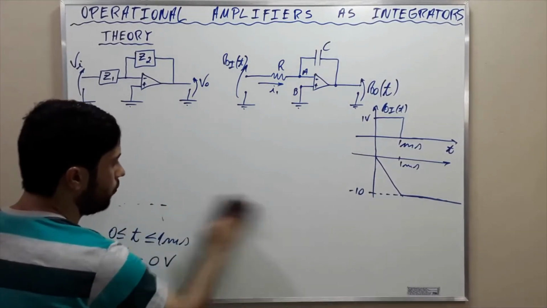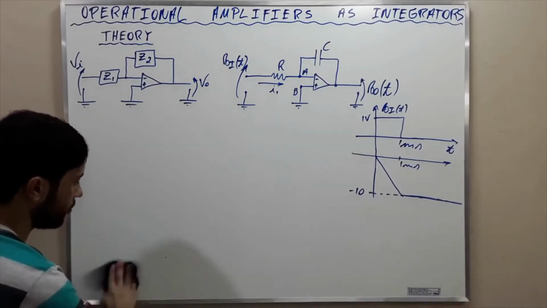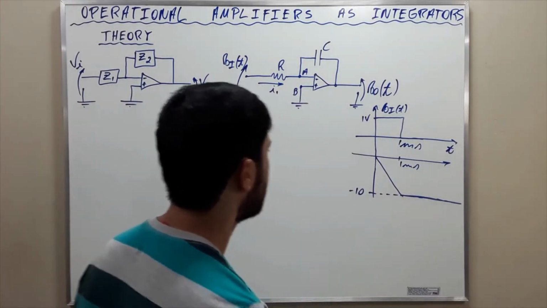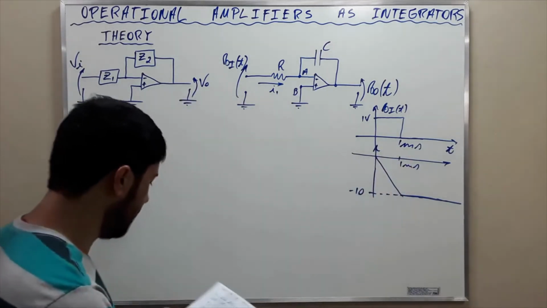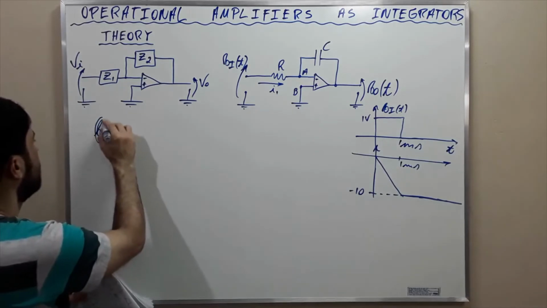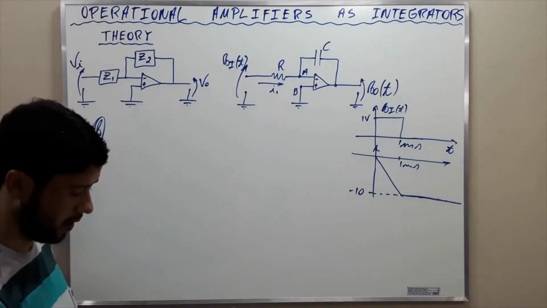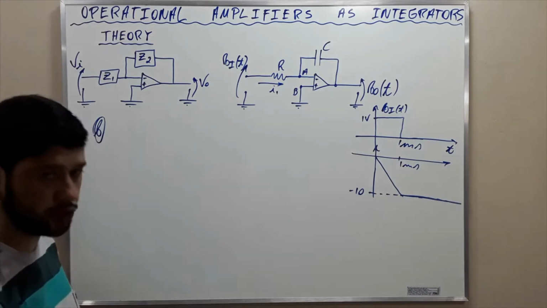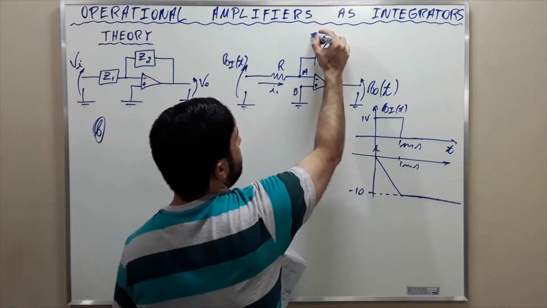I'm going to show how to fix this problem and make the output return to 0 when needed. In letter B, the exercise says if the integrator capacitor is shunted by a 1 mega ohms resistor, we are going to connect a resistor here.